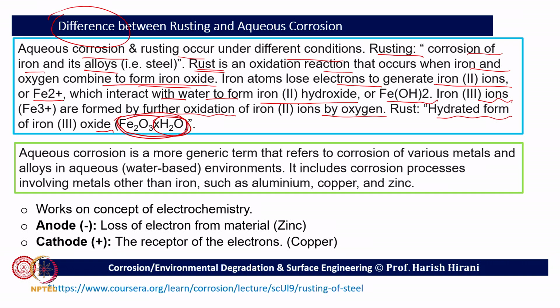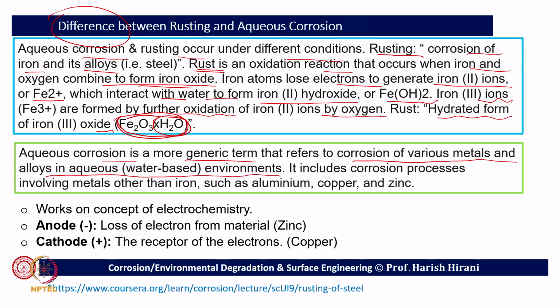Now, coming to corrosion, we can say aqueous corrosion is a more generic term, and rust is just a subdomain or subcategory of this, which refers to various metals and non-metals also. It is not only the metals, non-metals can also come. And then there is another environment, a water based environment. So, water is there, the metals may be different. I can bring a zinc, I can bring a copper, I can bring some sort of polymer that can be brought in aqueous corrosion, but will not be part of the rusting.